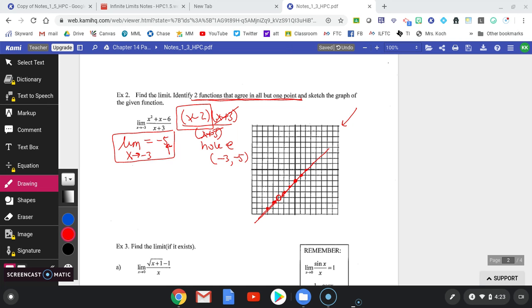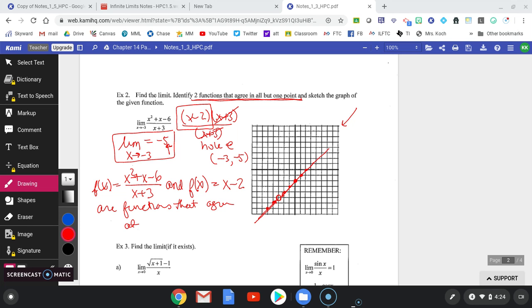All right, so we could say that then f of x equals (x squared plus x minus 6) over (x plus 3), the function that they gave us, and f of x equals what we had left, that x minus 2, are functions that agree at all but one point.